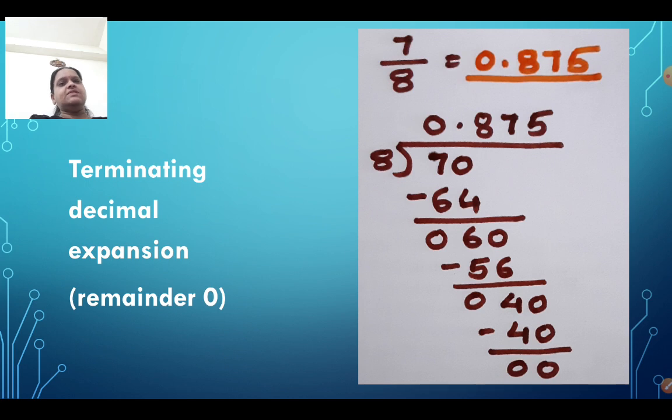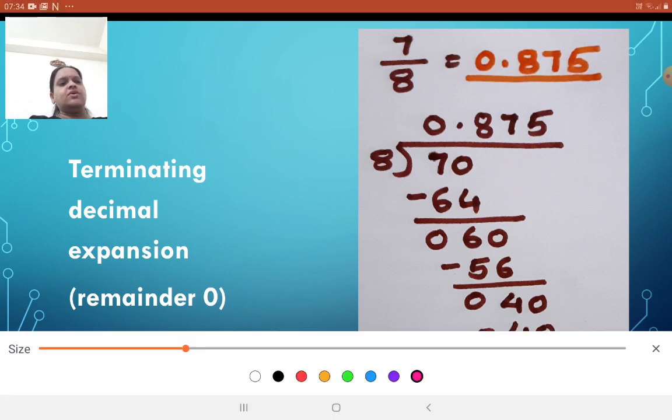So the first part we will see here is terminating decimal expansion. What is terminating? You just have to remember, if the number is given in a fraction form, and you are getting the remainder as 0, I will underline this point here, the remainder is 0. So if the number is given in a fraction form and you are getting the remainder as 0, that means that number is a terminating decimal expansion.